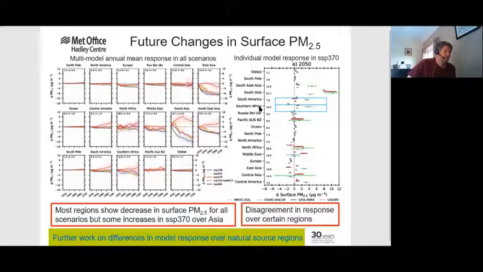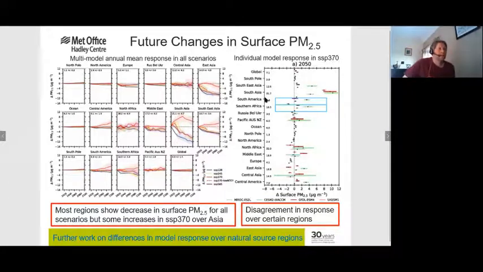So again, and particularly what comes out here are some of the more natural dominated regions such as South America, Southern Africa, and Southeast Asia, where you can see the spread in the model responses become a bit larger, particularly for the SSP370 scenario. And again, this could be due to how the models treat natural emission sources of aerosols over these regions. So this figure on the right is showing 4 individual models in 2050 and their response from present day in this SSP370 scenario.